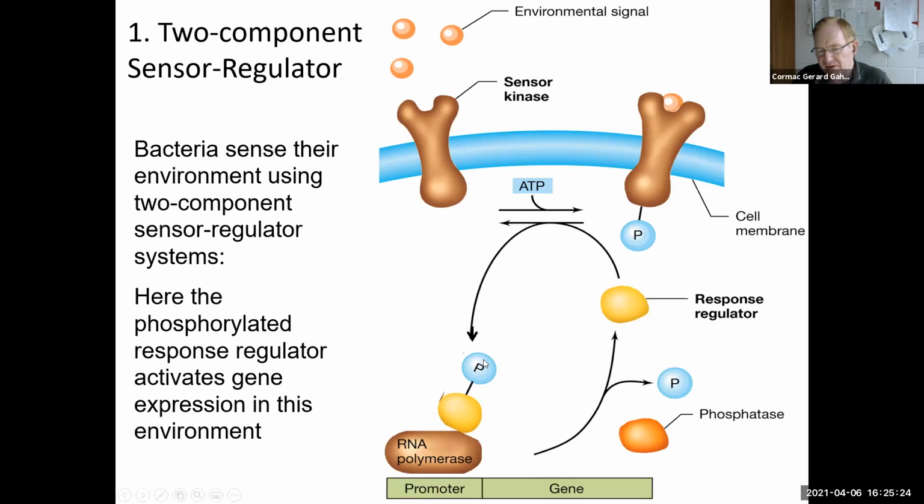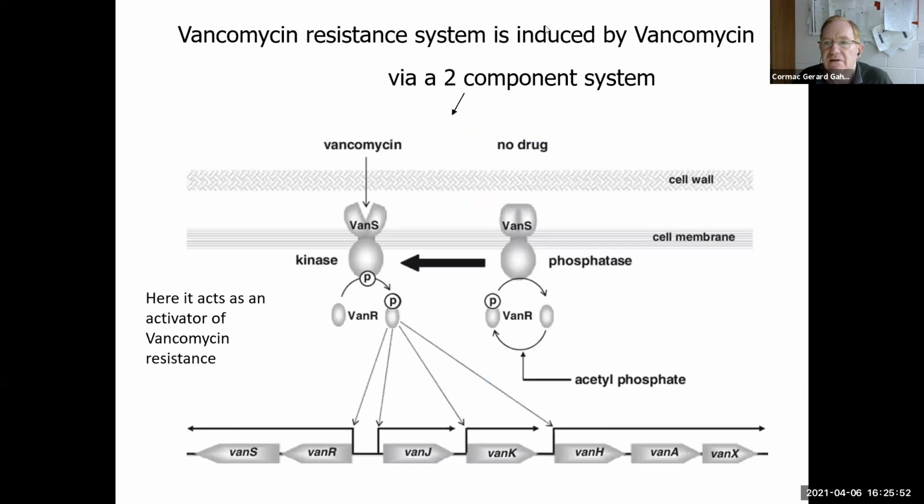So here, vancomycin is detected. This is activated, phosphorylated. The phosphate group is passed to the response regulator. This activates the system, which promotes RNA polymerase binding to the promoter, and this switches on a number of different genes in the system. So this activates gene expression. It's an activator. This is the exact same sort of scenario.